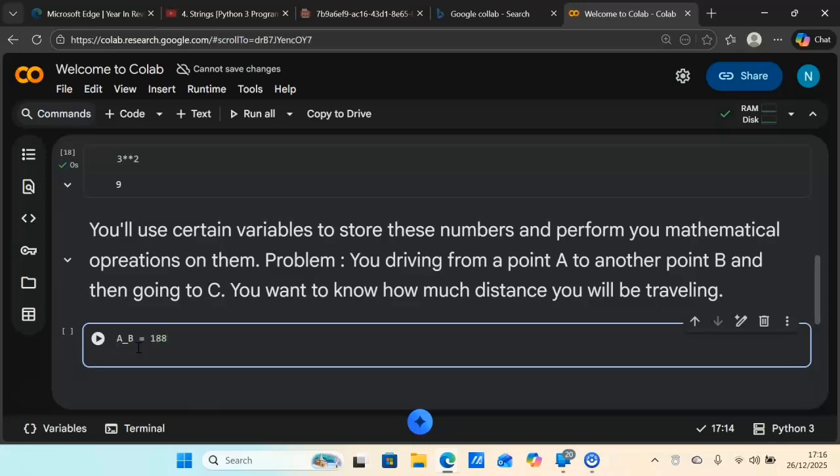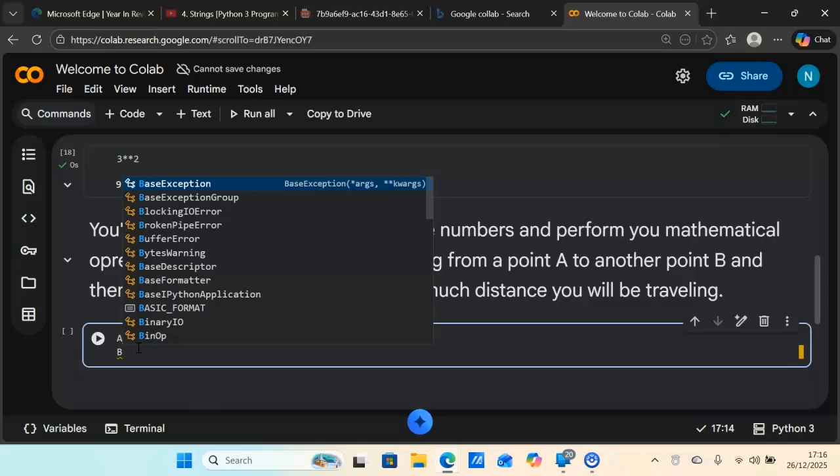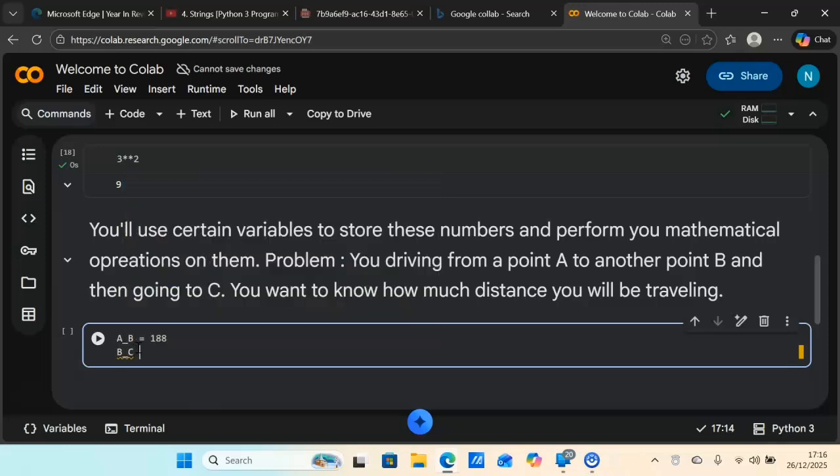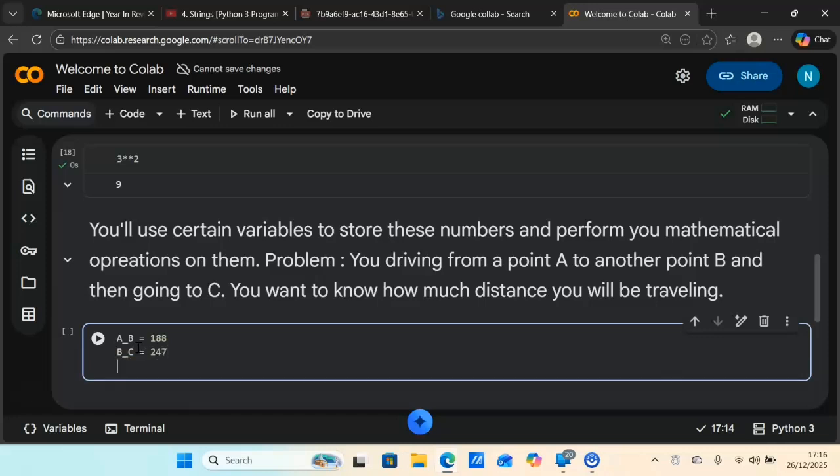Then move to the next, which is from point B to C. Let's say from point B to C is 247. So now we're being asked to calculate the total distance. Calculating the total distance is when you add point AB plus point BC. You want to get the total distance. In Python, you're going to be solving on these variables, not on the numbers but on the variables themselves, because mostly that's how it's done in Python.